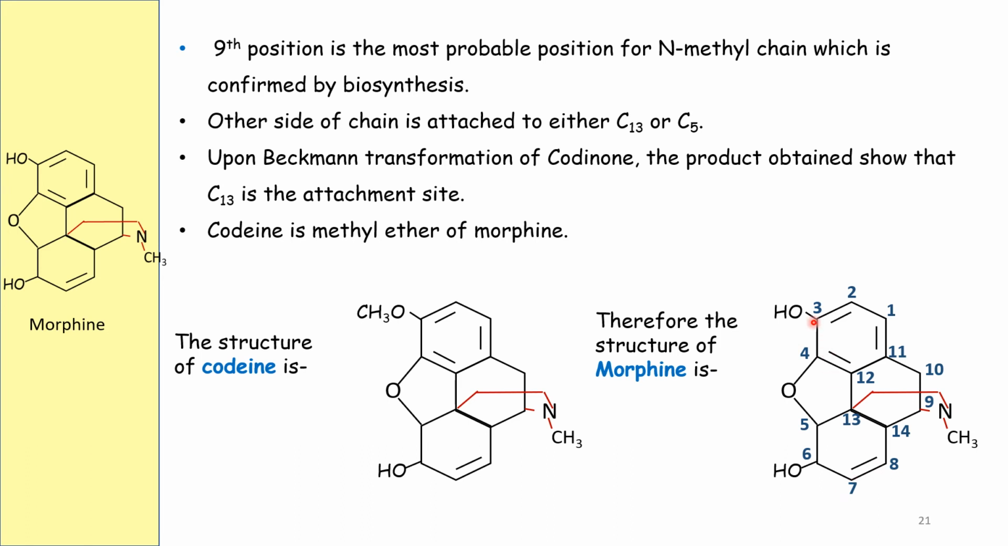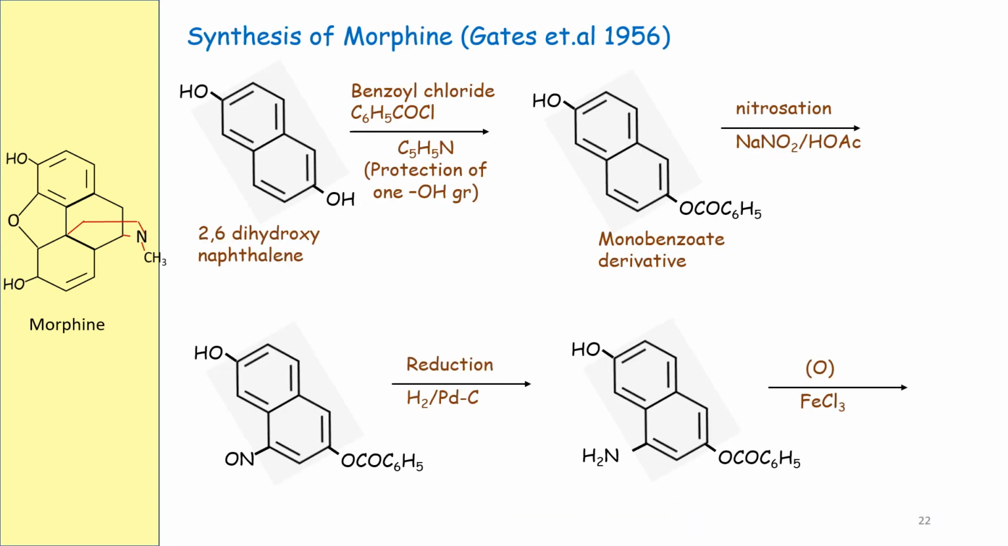Morphine contains two hydroxy groups, one at position number 3, another at position number 6. That OH group is a phenolic OH group. That OH group is a secondary OH group. The ether linkage is present between 4 and 5. This is the N-methyl side chain, which is present at the 13th and 9th positions. And the double bond is present between C7 and C8. And there is a phenanthrene-like ring structure. And thus the structure of morphine is confirmed by analytical evidence. And that structure is then confirmed by synthesis.